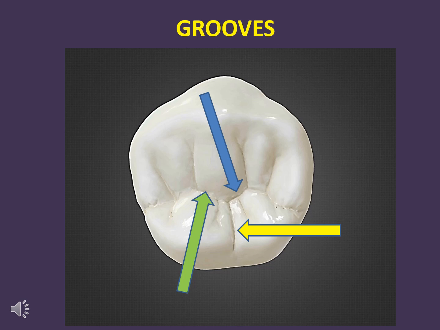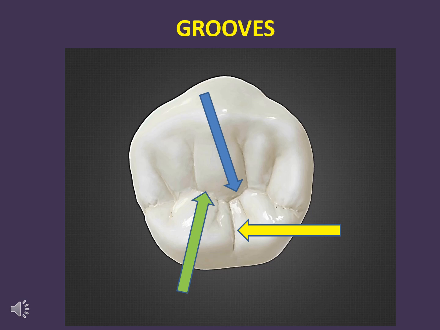Now we'll see the grooves present on the occlusal surface of the mandibular second premolar. There are three developmental grooves and a few supplementary grooves. The three developmental grooves are the mesial developmental groove, the distal developmental groove and the lingual groove. The mesial developmental groove is marked with a green arrow. It starts from the central pit and runs in the mesial direction to end in the mesial triangular fossa.